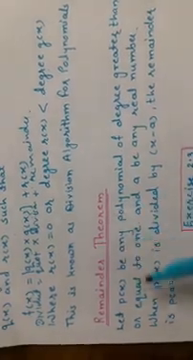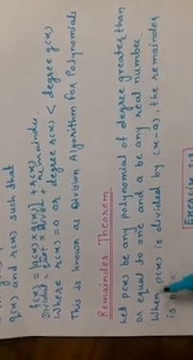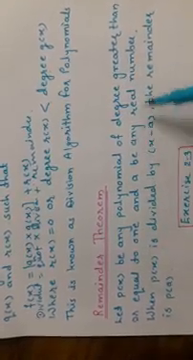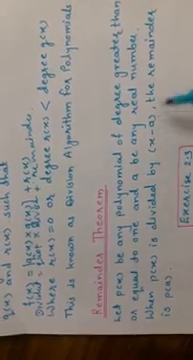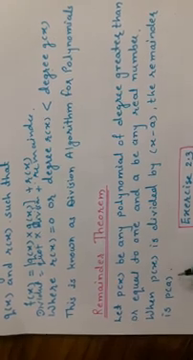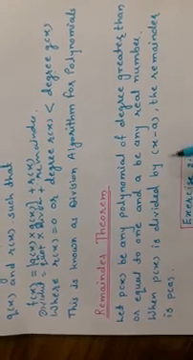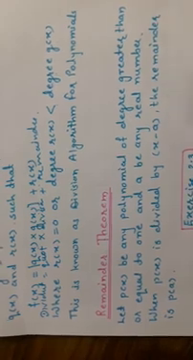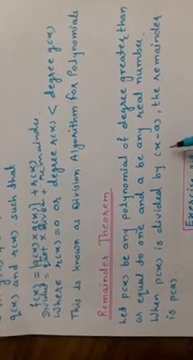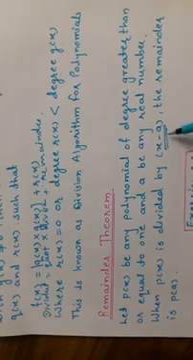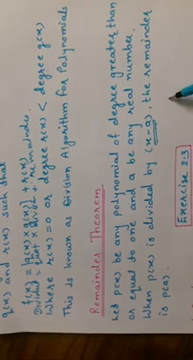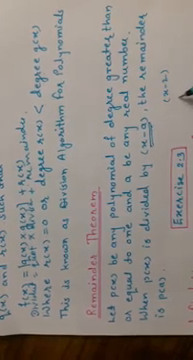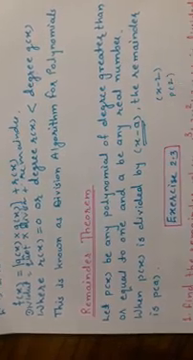Next is the remainder theorem. Let p of x be any polynomial of degree greater than or equal to 1 and a be any real number. When p of x is divided by x minus a, the remainder is p of a. And when p of x is divided by x plus a, the remainder is p of minus a. It means the remainder depends on the divisor. For example, suppose p of x is divided by x minus 2, then we will get the remainder p of 2.